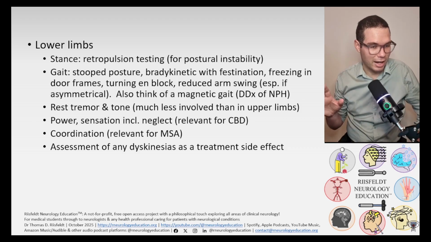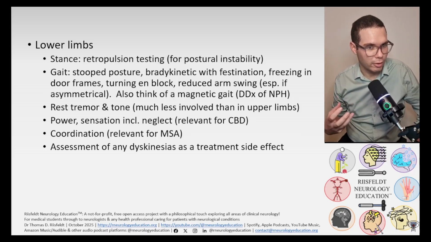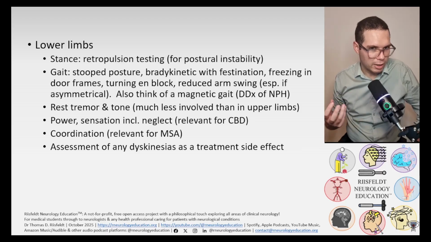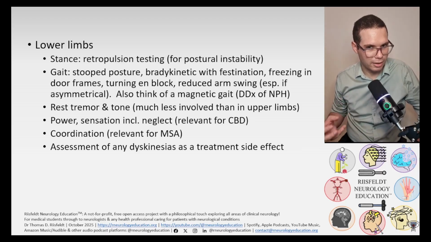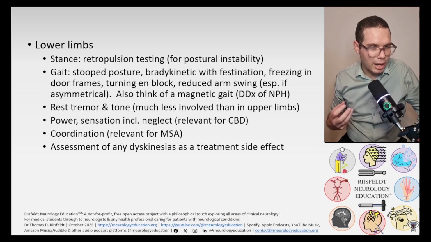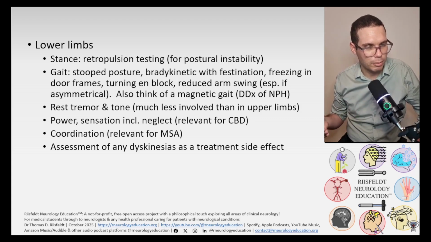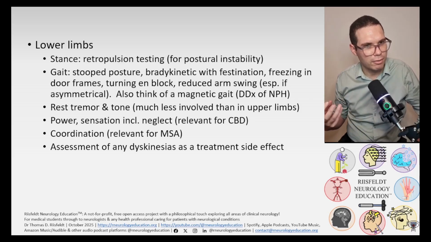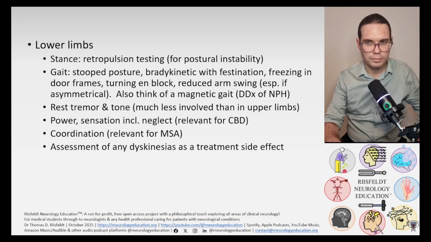So we've just spoken about stance and gait. Let's move on to the other components of the lower limb assessment. So rest tremor and tone. Of course, you're evaluating for these as well, although they're much less involved typically than the upper limbs in Parkinson's disease and other extrapyramidal syndromes, especially in the earlier stages. Again, power and sensation are important, including neglect, especially relevant in some conditions such as CBD. And then coordination is particularly relevant for MSA, just as it was in the upper limbs. And again, you're assessing for any dyskinesias as evidence of a treatment side effect, just as you were in the upper limbs. So that was it for today.